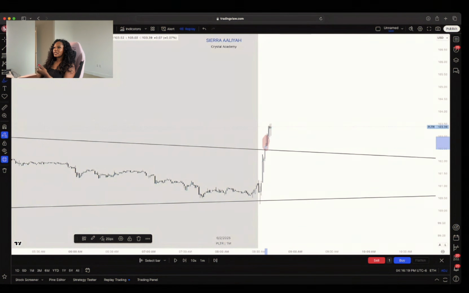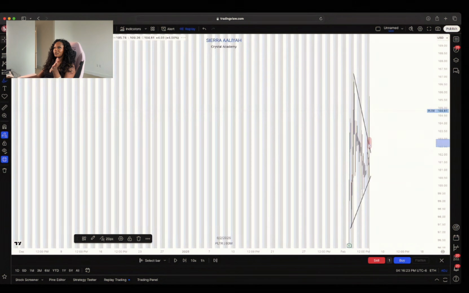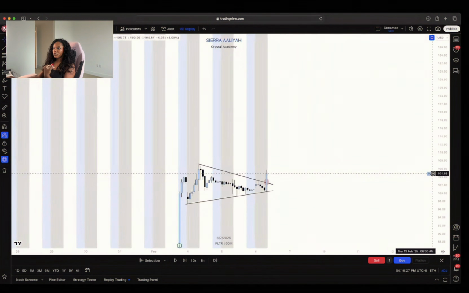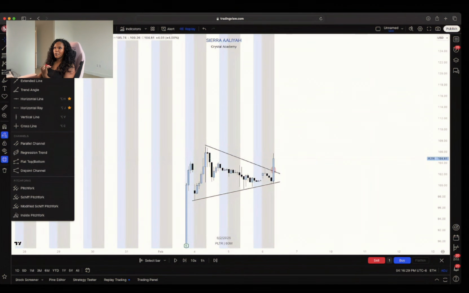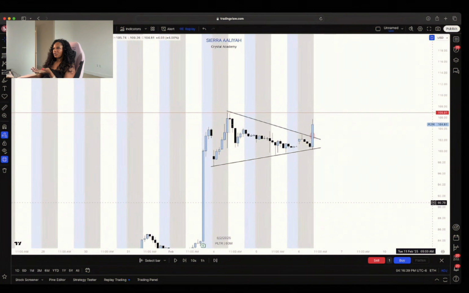Now, once I was in the trade, right, I was like, okay, what's really going on here? Where is my target? When I trade triangular formations, I always target the top of the triangle. So my target was right around here because why? That is the top of the triangle. That's the last highest candlestick that we had in this triangular formation.